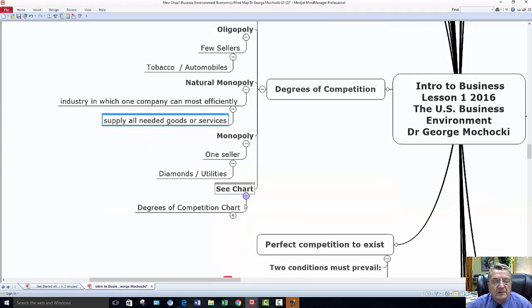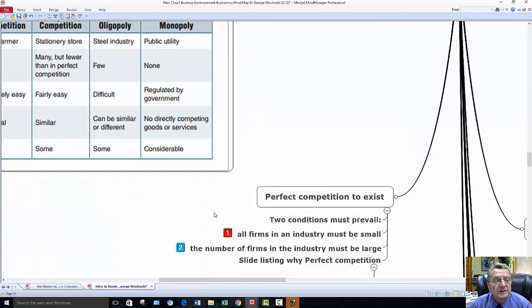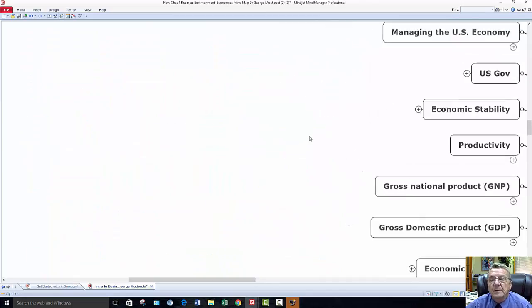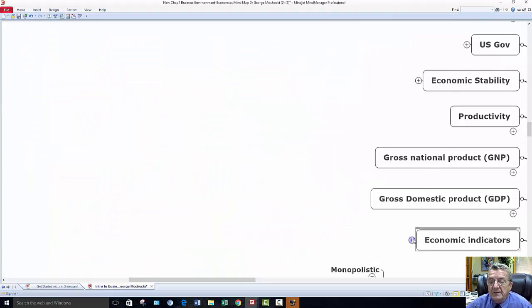And then you have the chart that we have in here, okay? And then here's the chart, I guess, degrees. I'll have that on here so you can look at it. You have the chart, you're all right, okay? Okay, so now we have economic indicators.